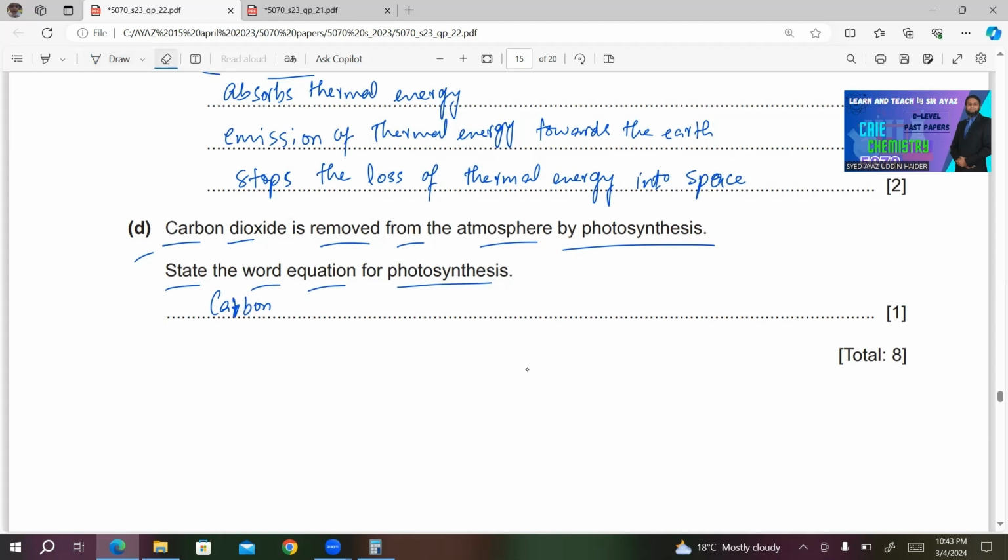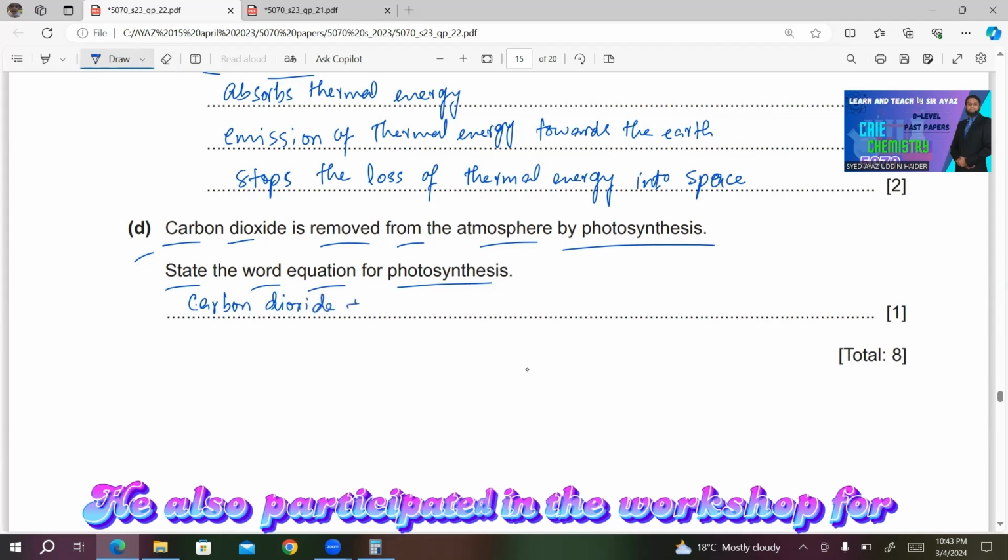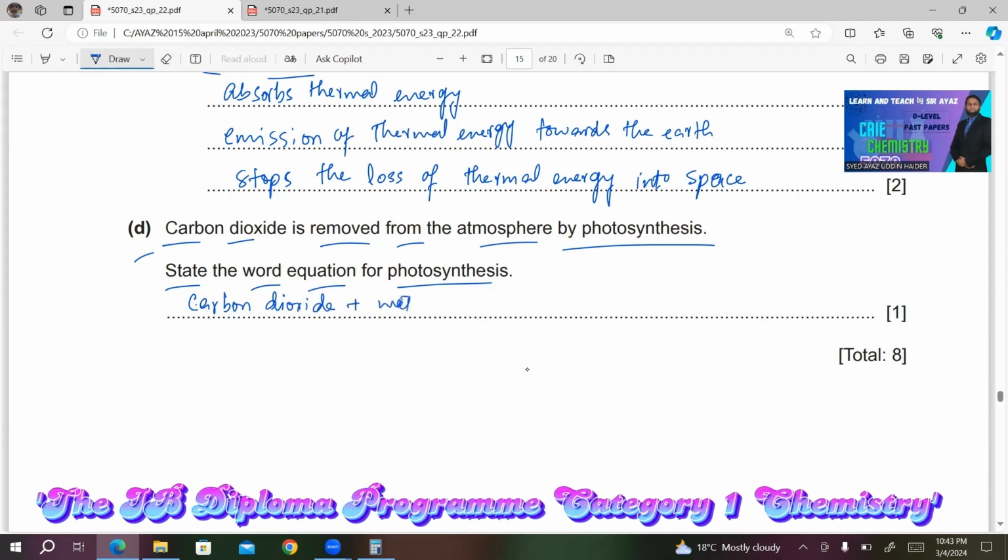Carbon dioxide plus water gives oxygen plus glucose.